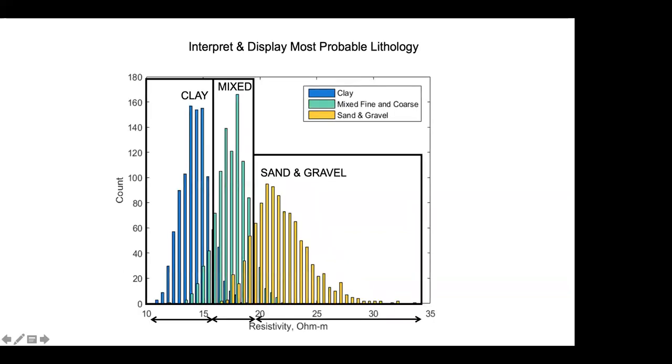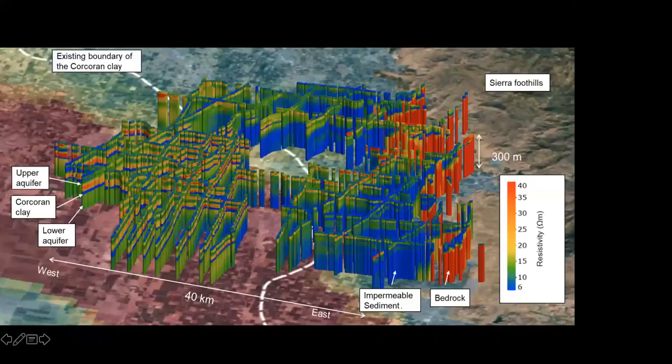So what I'm going to show you is how people typically work with transforms such as this. We interpret and display the most probable lithology. So any resistivity values in this area have been converted to sand and gravel. Resistivity values here are mixed. Resistivity values here, clay. And here is the final result from the Kauai subbasin. And believe me, I am still thrilled with this result.